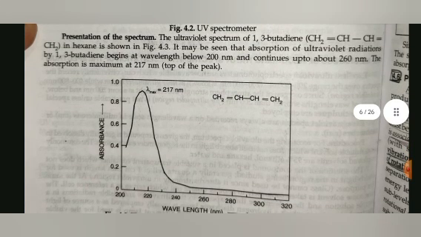Presentation of spectrum. The ultraviolet spectrum of 1,3-butadiene, CH2=CH-CH=CH2, in hexane is shown in figure 4.3. It may be seen that absorption of ultraviolet radiation by 1,3-butadiene begins at wavelengths below 200 nanometers and continues up to about 260 nanometers. The absorption is maximum at 270 nanometers, the top of the peak.